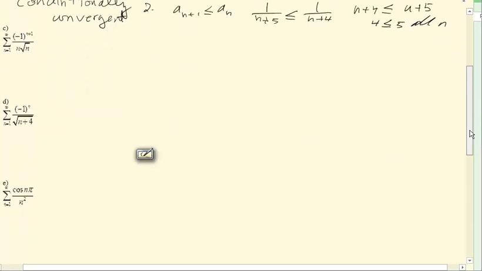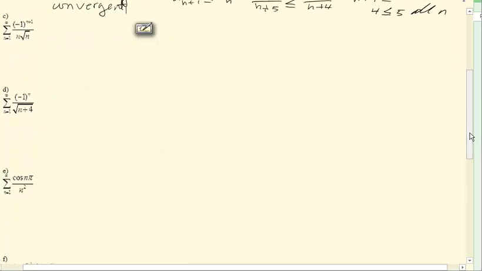Let me just pick another one here. I don't want to make this video go too long, but here we have another one. We can see that it's alternating. First condition, as n goes to infinity, 1 over n root n does equal 0. Number 2 is a sub n plus 1 less than or equal to a sub n.